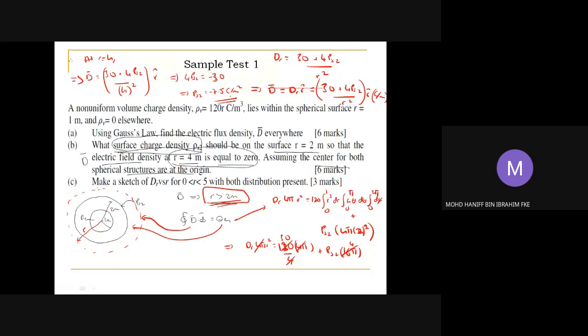Okay, so I need to put here that at r equals 4, the vector D equals 0, just to make clear for you. Okay then, any question for this method of solution for part B of the question?